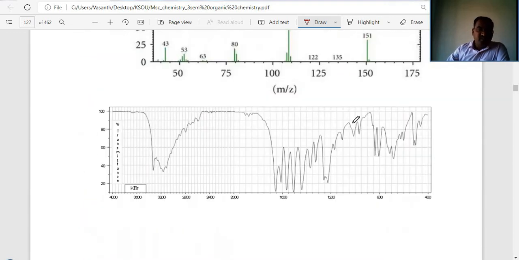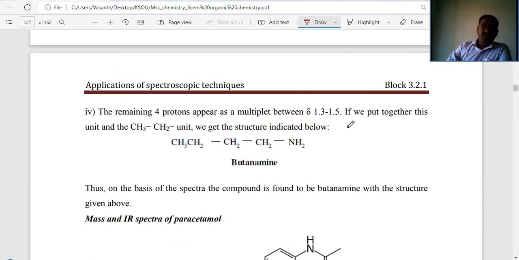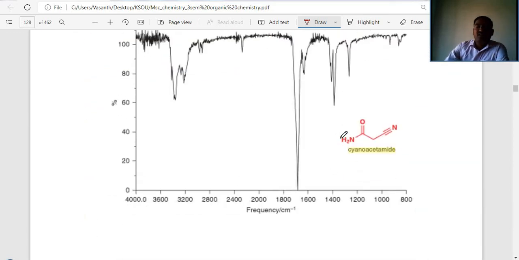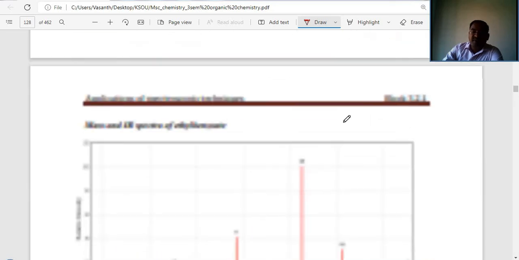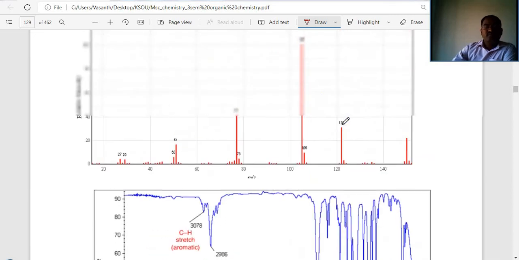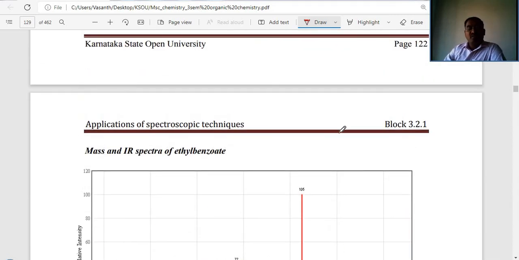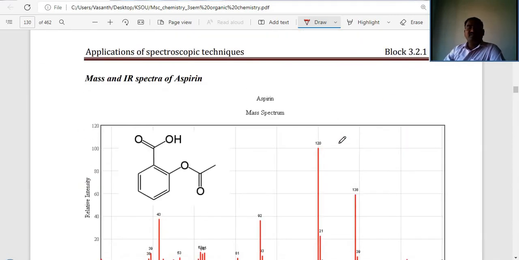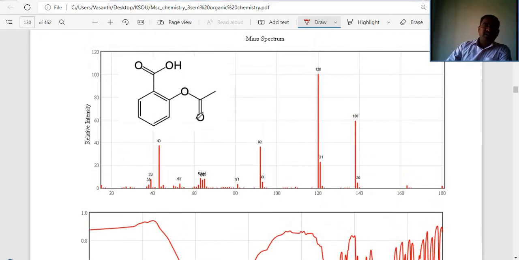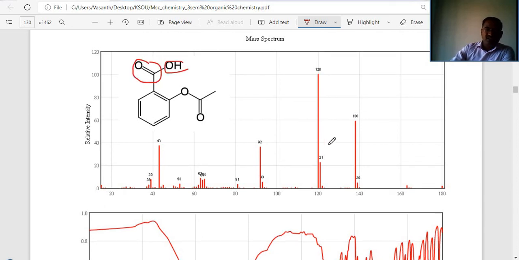These are all different molecules they are going to introduce here: glutamine and cyanoacetamide, ethyl benzoate, and this is the aspirin molecule, which contains OH and CO. You go through that.